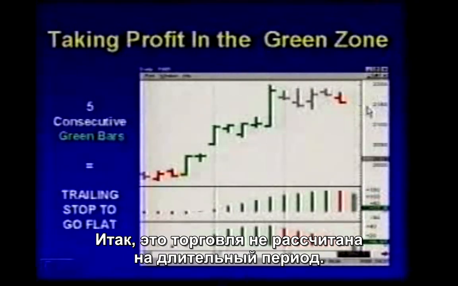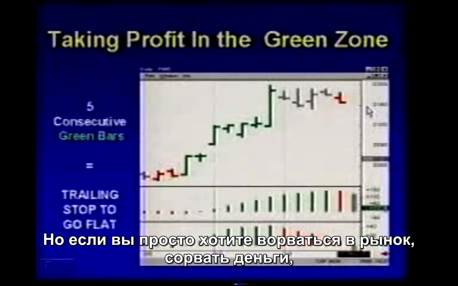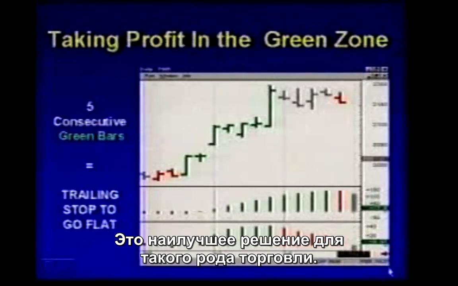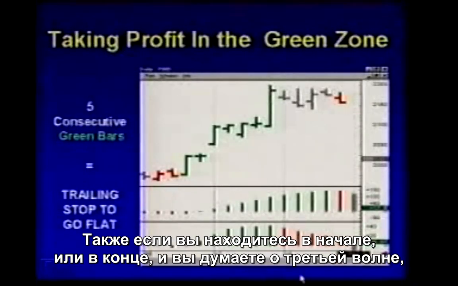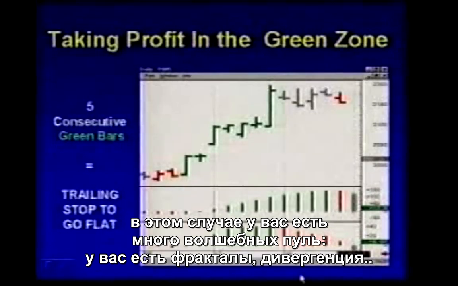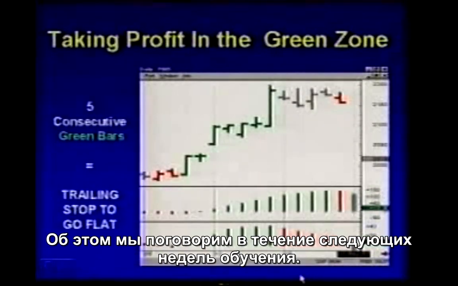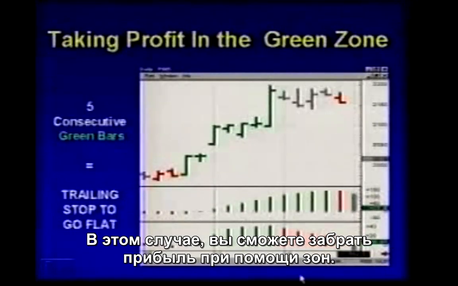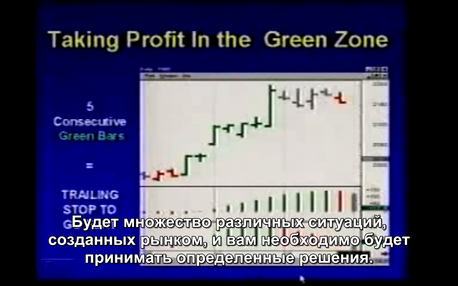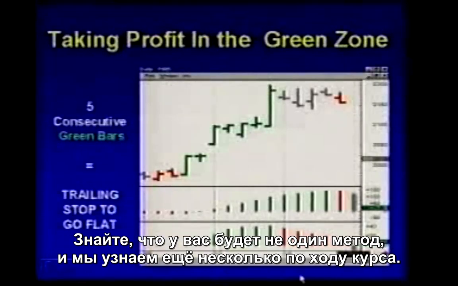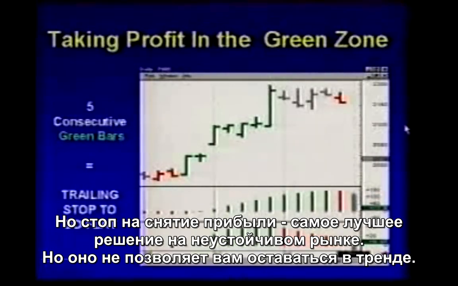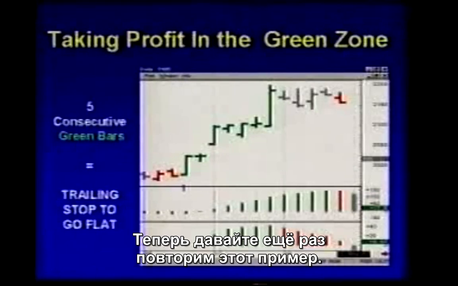Now, this is not long-term trading. This is not going to allow you to stay in for a trend, but if you simply want to hop in the market, get in there, take some money off the table, this is always going to be the stop to use. It's absolutely the best stop in that case. Also, if you are in the beginning or you're in the end, you think of a third wave and you have many of your magic bullets, you've got a squat, you've got a fractal, you've got divergence, these are things that you're going to talk about in the next few weeks, then you may want to take your profit off the table. There's going to be a lot of different situations the market will produce that will create reasons for you to make certain decisions. So just know that you have many different choices, and you're going to learn a few more throughout the course, but that the profit-taking stop is the best in a volatile market, but it does not allow you to stay in the trend. So now let's go through and look at it.